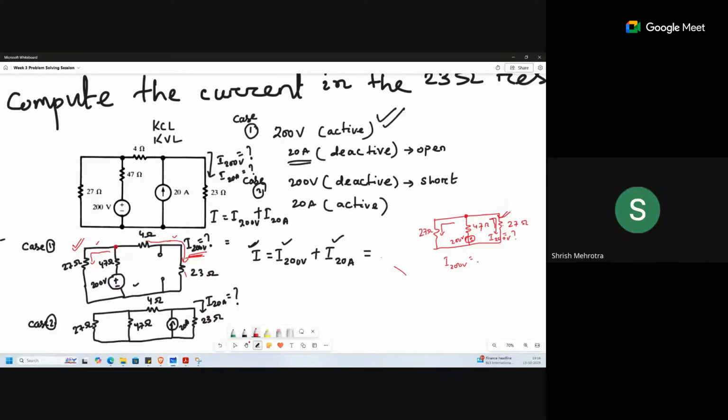Ma'am, we can take the equivalent resistance of the 27 and 27 ohm in parallel, and then find the voltage across the 4 ohm resistance. Before this is the 47 ohm. Or we can take the equivalent resistance of all these three resistors, find the current, and then halve that current, because it will divide equally.